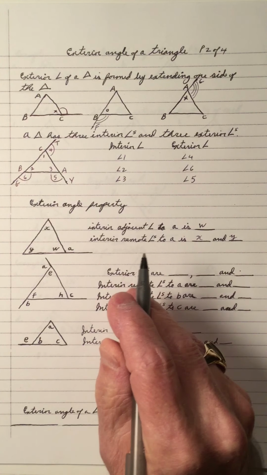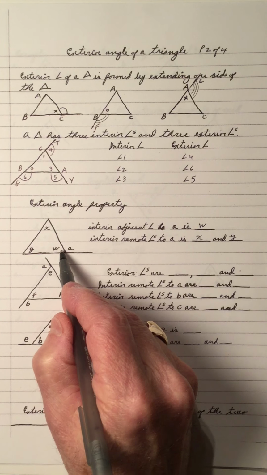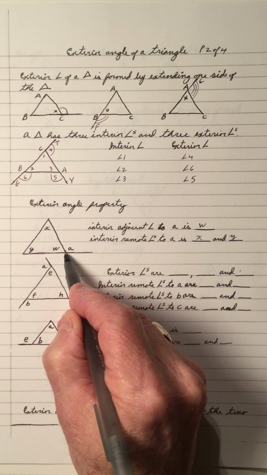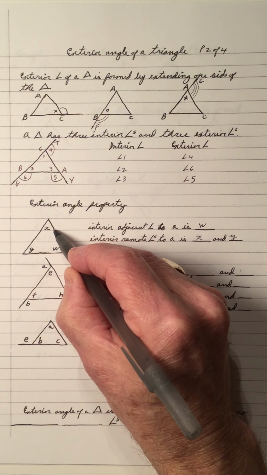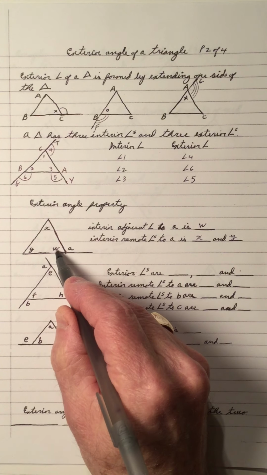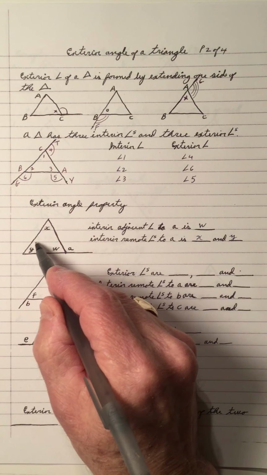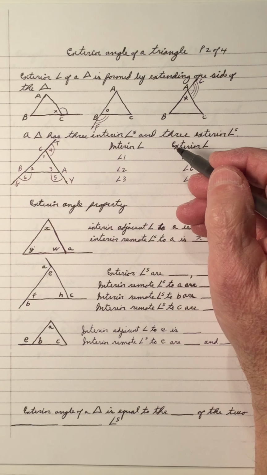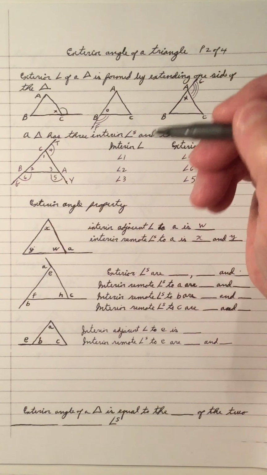So think of adjacent as being alongside of. These are two adjacent angles. Why? Because they have the same vertex, they have a common arm, and there's no overlapping. So if A and W are adjacent, that means X and Y have to be remote, away from. Think of remote as being further away. Adjacent is alongside of.